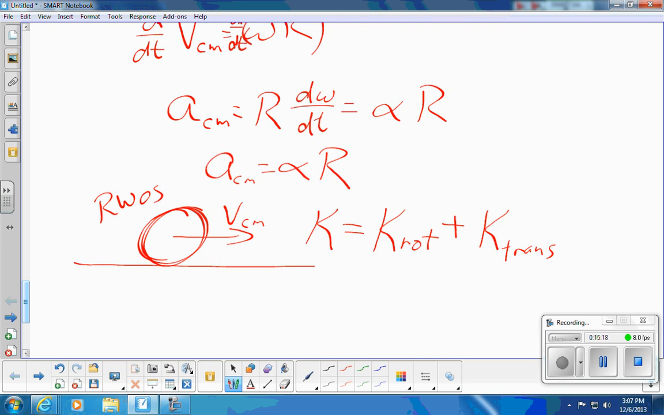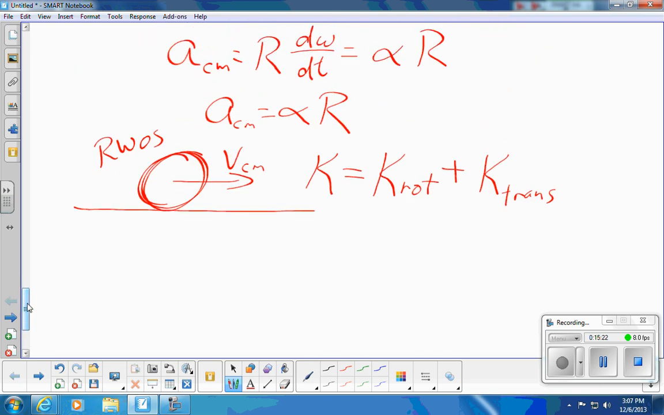And so the total kinetic energy you will find in this wheel is equal to 1/2 I omega squared. That's the kinetic energy it has due to its rotation, plus 1/2 times the mass of the wheel times the velocity of the center of mass squared. That's also going to be a relationship that will be useful as we analyze things that are rolling without slipping.